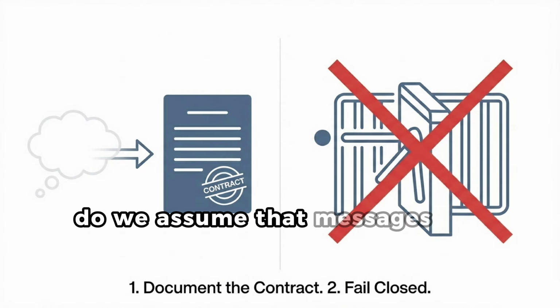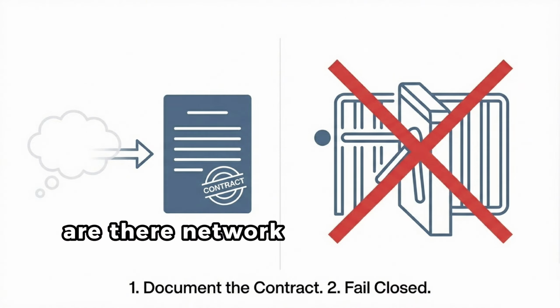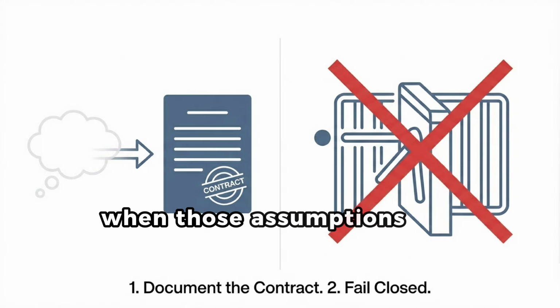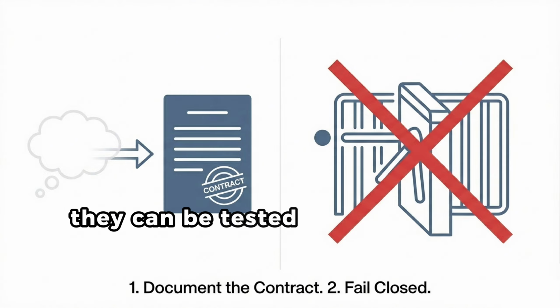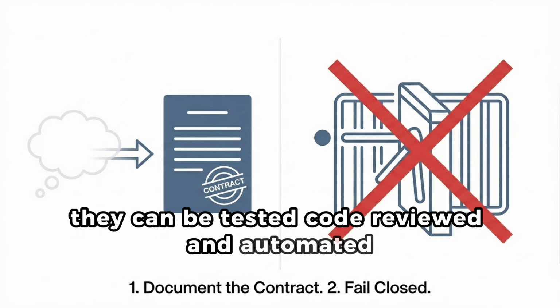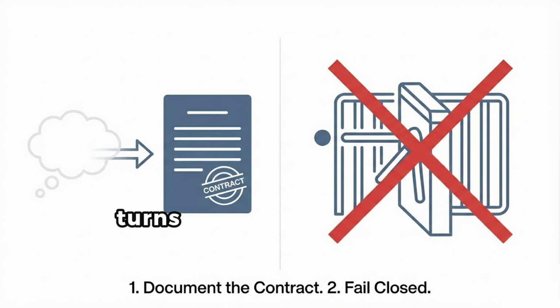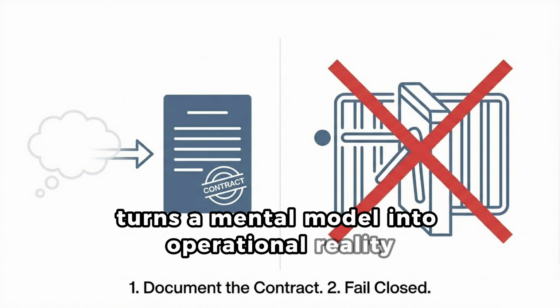Do we assume that messages are signed? Are there network-level protections? When those assumptions are explicit, they can be tested, code reviewed, and automated. A living contract turns a mental model into operational reality.